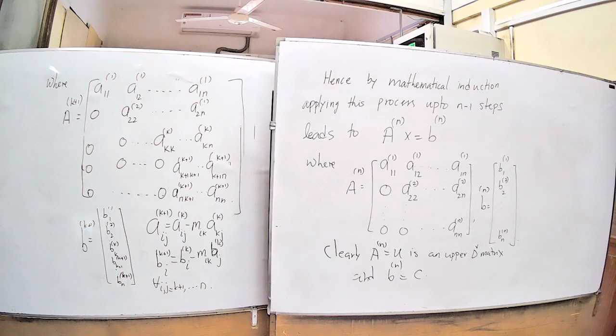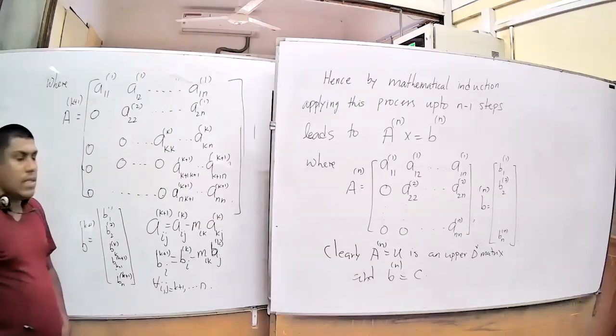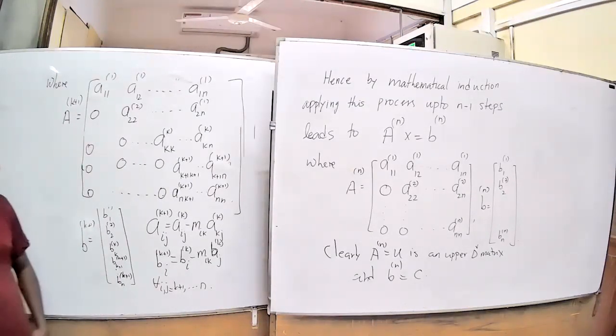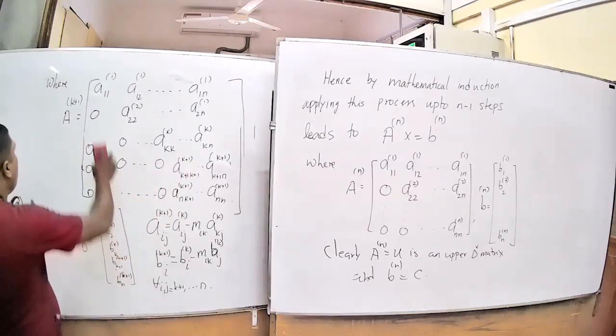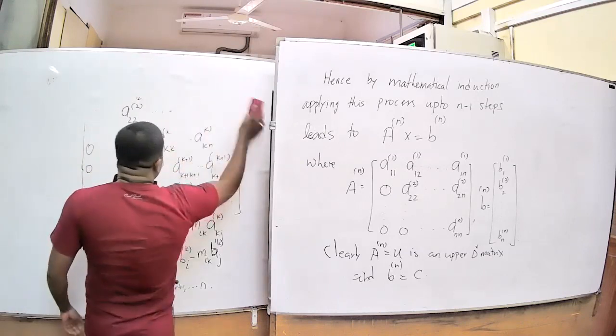Now we are going to see how we can solve this upper triangular system. So far, we convert a system AX equal to B into an upper triangular system UX equal to C. And then in the example, we started solving from the last equation. That process is called back substitution. What we did so far is called Gaussian elimination.